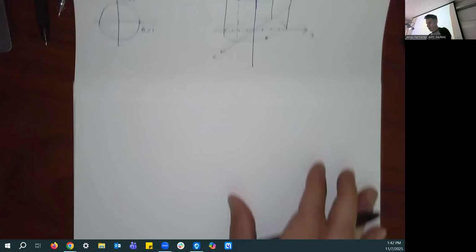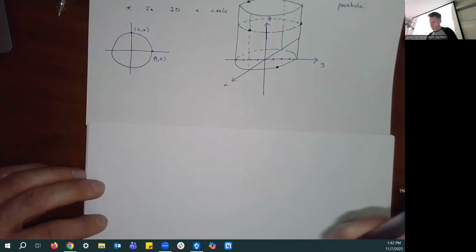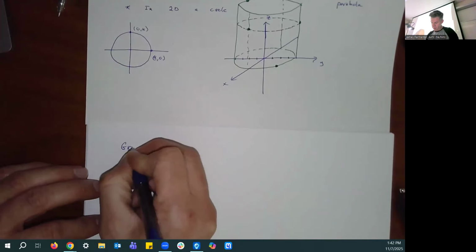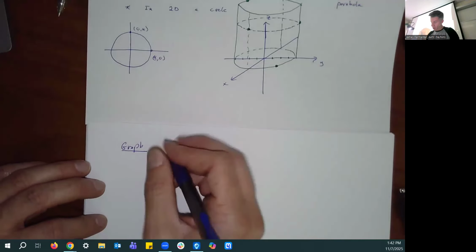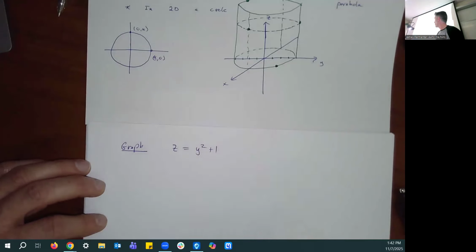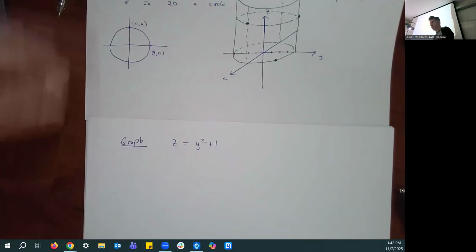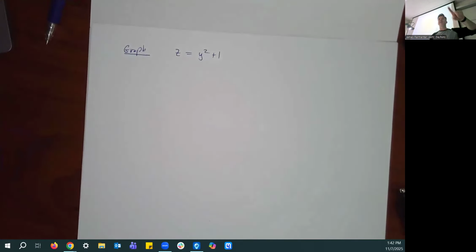So let's say I want to graph z equal to y squared plus 1, which is a parabola. The nice thing I like about graphs that are missing the variable x is that drawing in the YZ plane is just like drawing on your usual 2D plane.